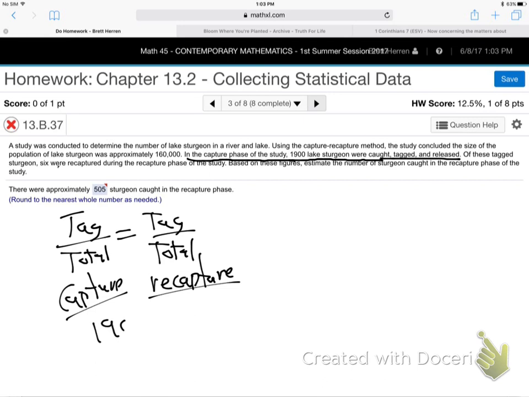So that's the top up here, right? Everybody with me on that? That 1,900 is right here. That makes sense? What about the 160,000? Where's that go? Under the total. Yeah, that's the total that were in the lake. Right, that's what they concluded. That's the total in the lake.